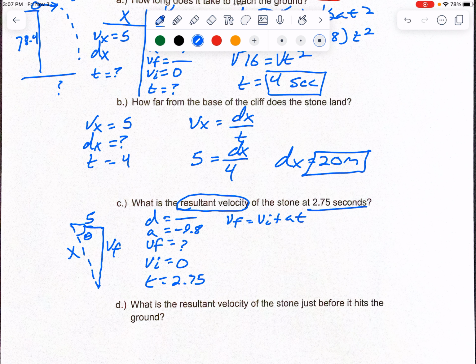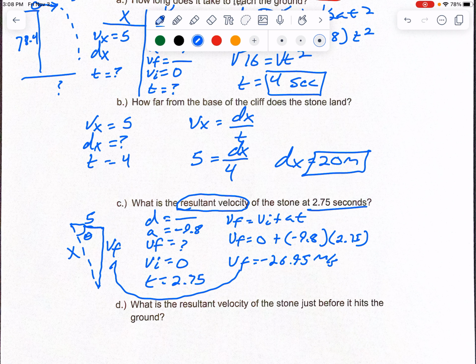So we're going to plug in. VF equals 0 plus A, which is negative 9.8 times 2.75. And you're going to get a final velocity of negative 26.95 meters per second. You can put it as positive if you want to. It honestly doesn't matter. It's just negative because it's falling. So that is not our answer, but that is the velocity that we can now plug in right here.